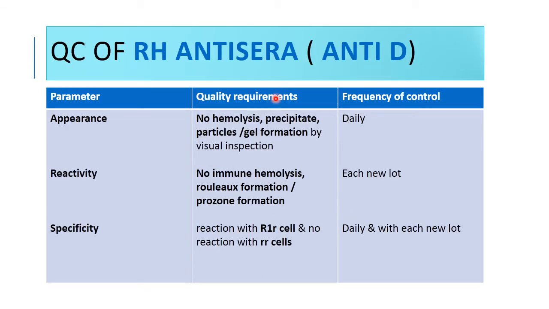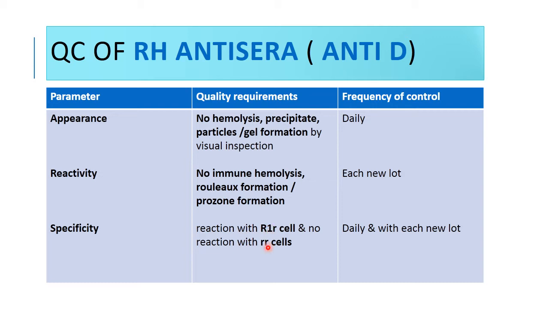Quality control of Rh antisera also remains the same for appearance. There will be no hemolysis, precipitate, particles or gel formation by visual inspection. Reactivity: you have to look for hemolysis and so on. There should not be any hemolysis, rouleaux formation or prozone formation. Prozone formation refers to excess concentration of antibody. So reactivity can be checked with respect to each lot.